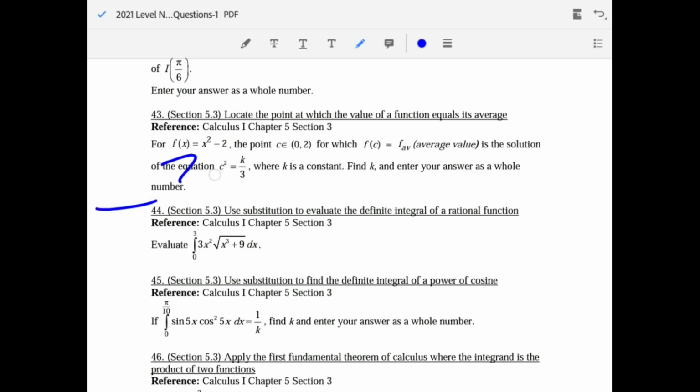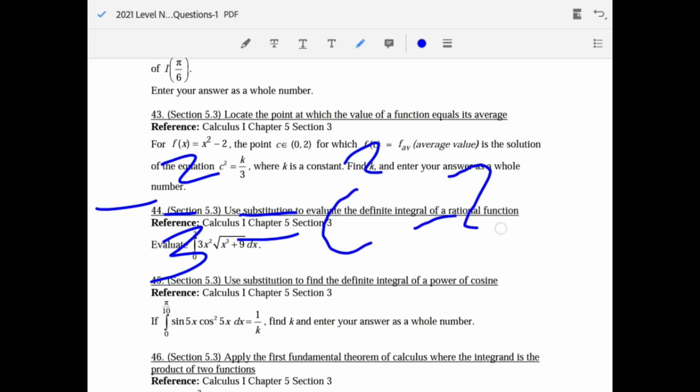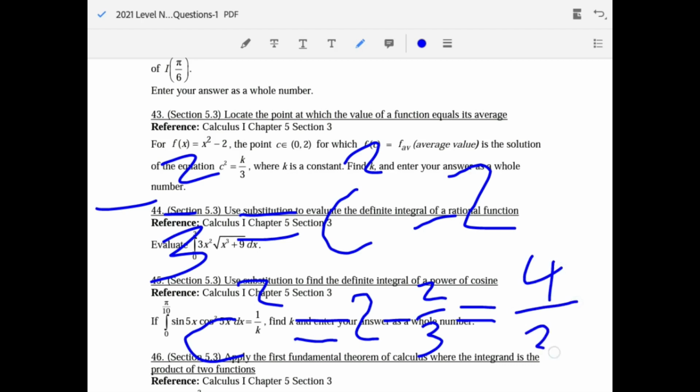So minus 2 over 3 is equal to x squared minus 2. Or actually, let's make things simple. You substitute in c, so it ends up being c squared minus 2. And then move 2 to the other side, so c squared becomes 2 minus 2 over 3, which is equal to 6 over 3 minus 2 over 3, so you end up getting 4 over 3.